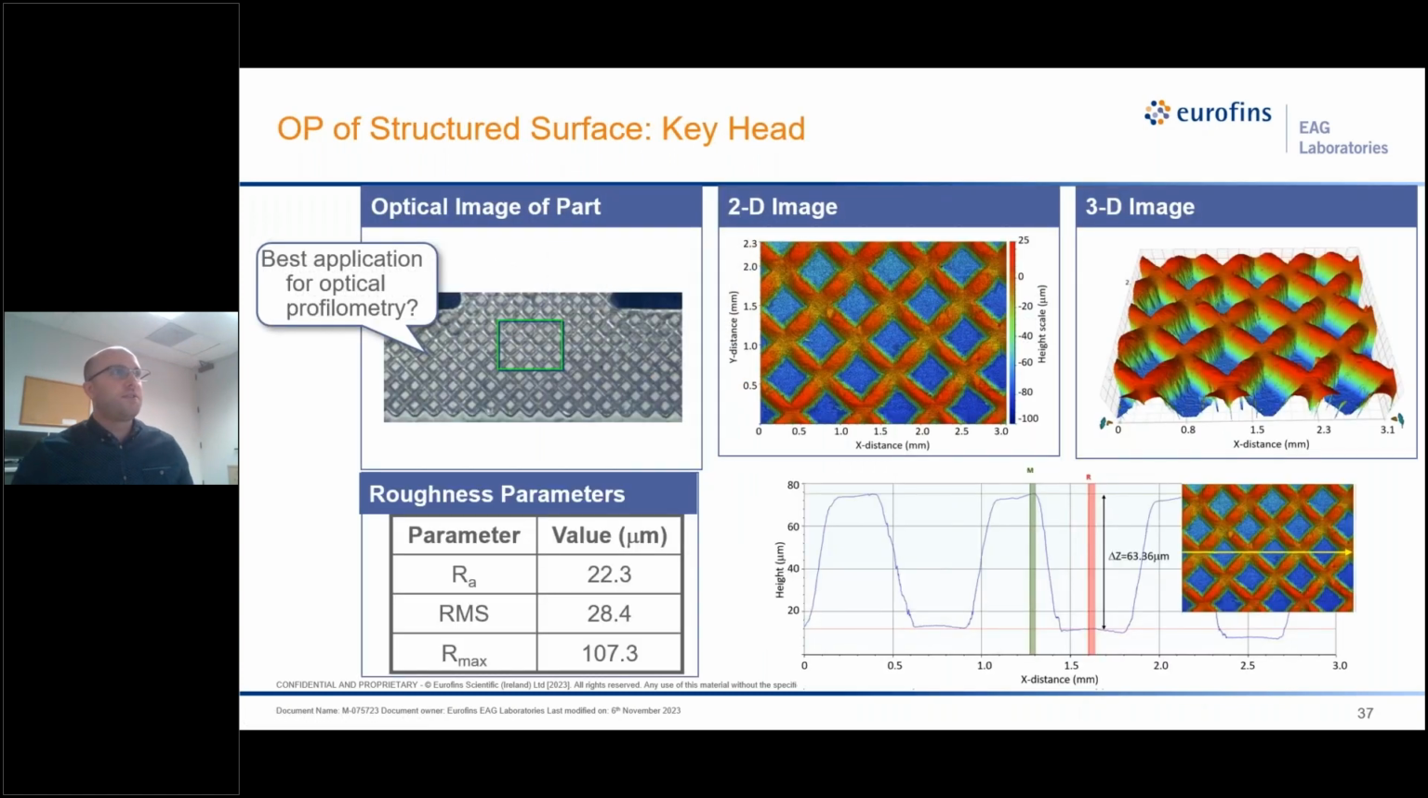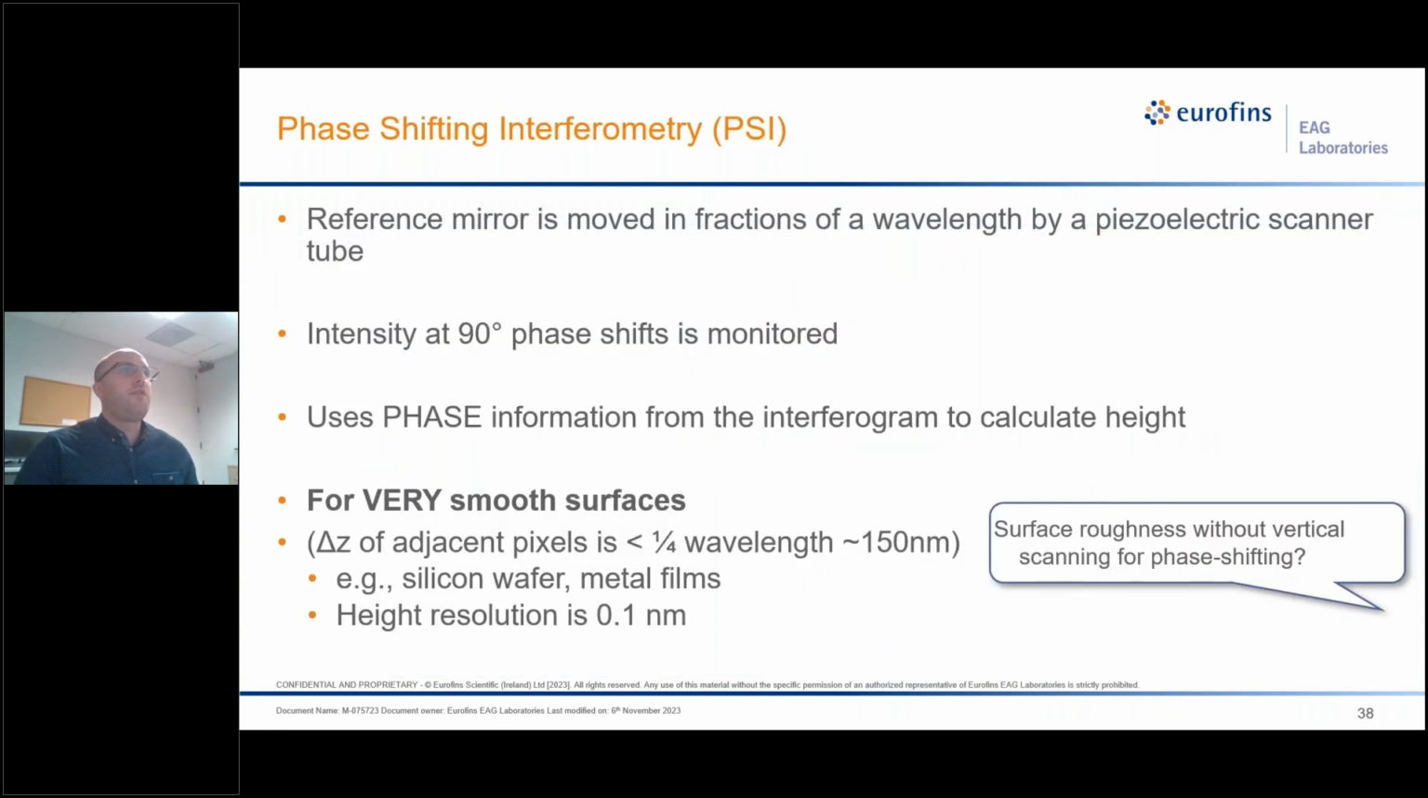So key applications for vertical scanning, right here I have a key head, and so people are asking what are the best applications. And so here we have the 2D and 3D image that you would generate from this. You can measure the roughness value of the sample, and then you can also look at the critical dimensions. And vertical scan's really good for rougher samples or samples that have a lot of variance in the height and critical dimensions.